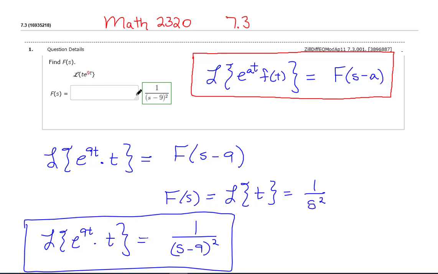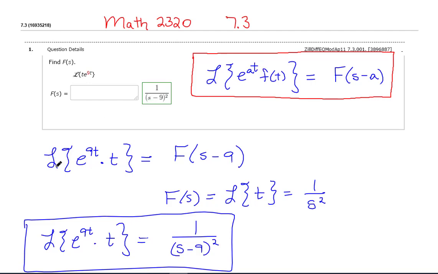So, in question 1 here, we're using this particular rule: what is the Laplace transform of e to the at multiplied by a function? Well, what it does is it shifts the Laplace transform of the original function to s minus a, the same a that's on e to the at.